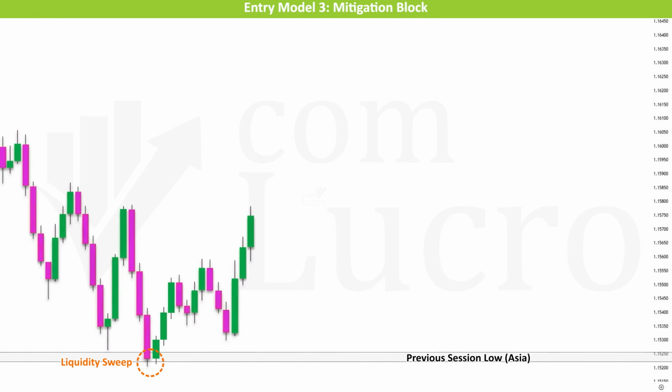For a bullish mitigation block to develop, price must first create a swing low, then a swing high, followed by a higher low. After that, we need to see a strong bullish displacement move that breaks structure and closes above the previous swing high. In this scenario, the bullish mitigation block becomes the last up-close candle or series of up-close candles formed between the first swing low and the first swing high.